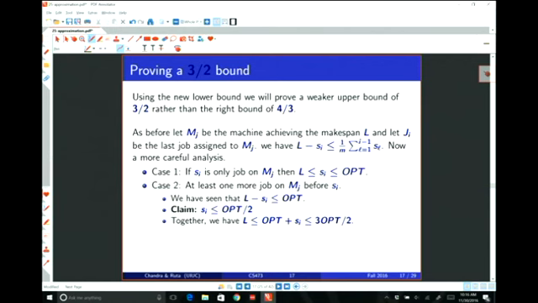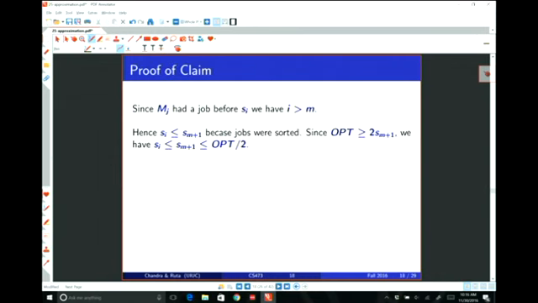So now, why am I guaranteeing you that SI is at most opt over 2? Since MJ had a job before SI, we know that I has to be greater than m. Why? If I is less than or equal to m, I would put it on its own machine. So it means I is bigger than m. So what can I say about SI? Well, SI must be less than or equal to S_{m+1}, because jobs were sorted. Well, we know that opt is at least S_m plus S_{m+1}, which is greater than or equal to 2 S_{m+1}. So opt is bigger than 2 times S_{m+1}, and our job is at most S_{m+1}, so our job size is at most opt over 2.